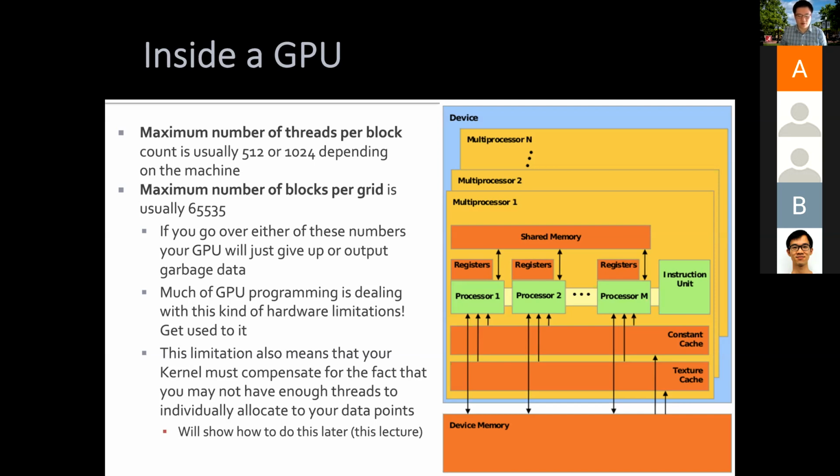So for example, vector addition. I will give you an extreme case: if you have a very large vector, you cannot use such a large number of threads, right? You definitely should use one thread to deal with several elements in the array. But you should remember how many threads you can launch for one block and how many blocks you can launch for one grid. And each grid is for one GPU kernel.